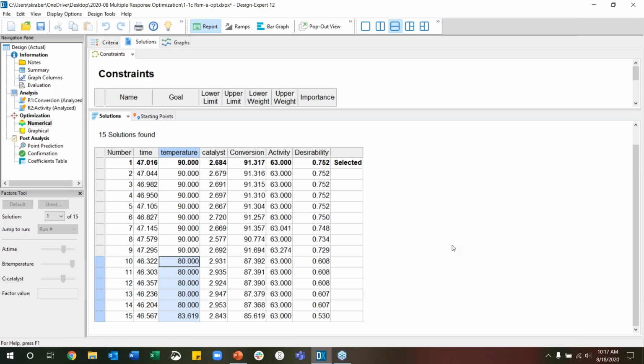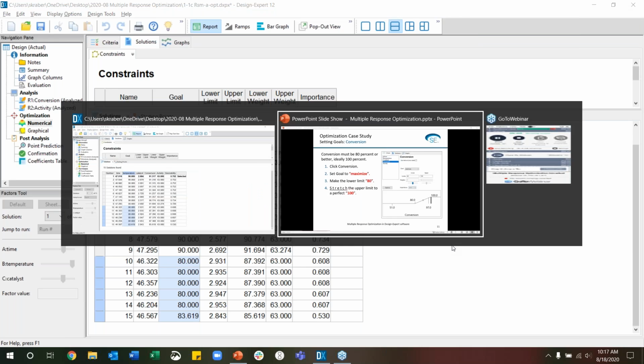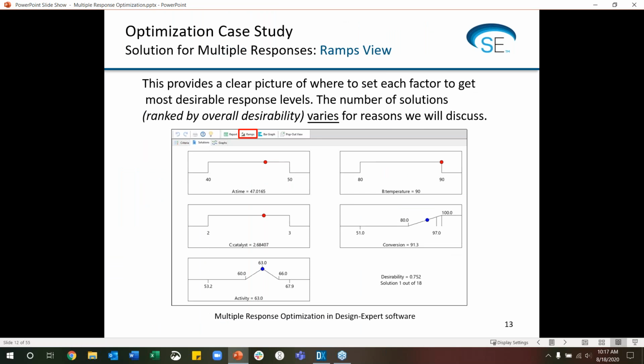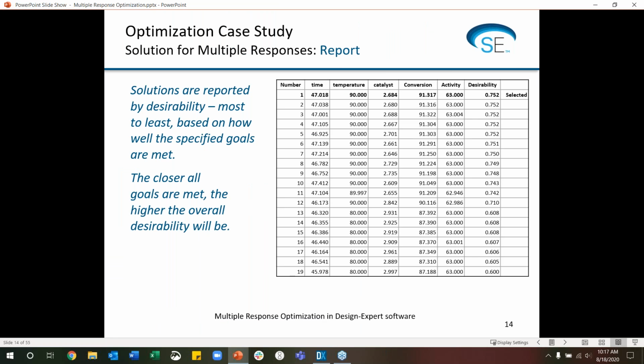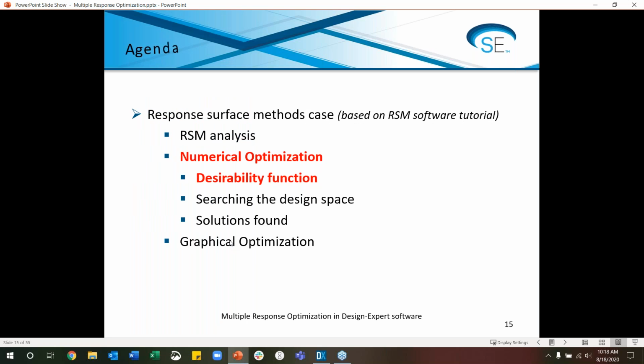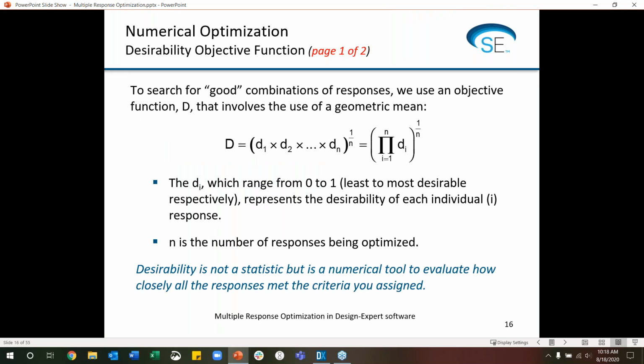All right, so let me toggle back to the slideshow. And just a note on this slide, solutions are reported by desirability. They're ranked by desirability, most to least, which is based on how well the goals are met. The closer all the goals are met, the higher the overall desirability will be. So let's dig into desirability a little bit more.